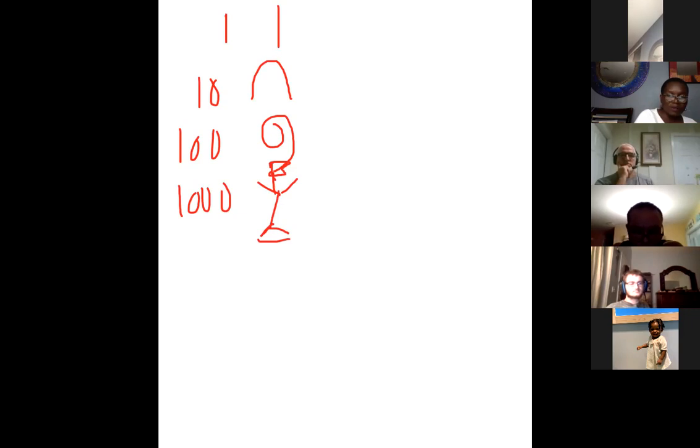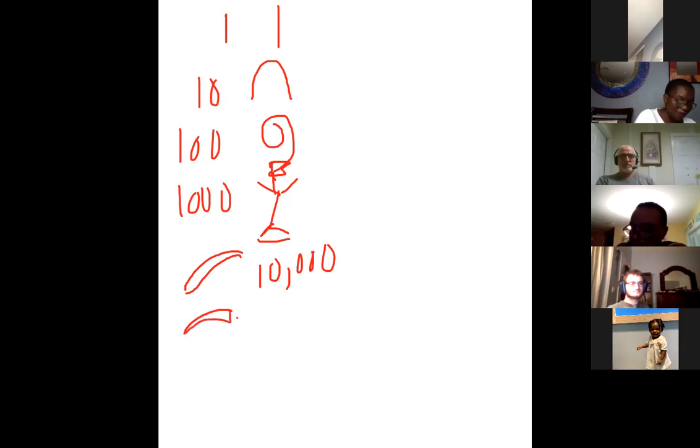That's the astonished person. Then you have your pointed finger, and the pointed finger represents 10,000. Then you've got the tadpole, which looks something like this. It represents 100,000. And then the astonished person is basically so astonished that they just won $1 million.